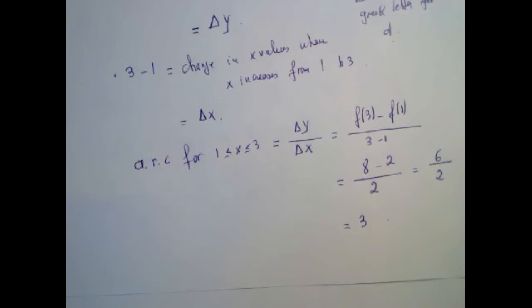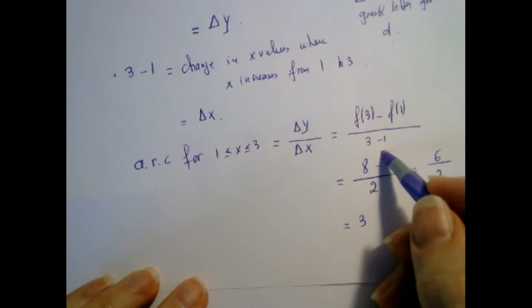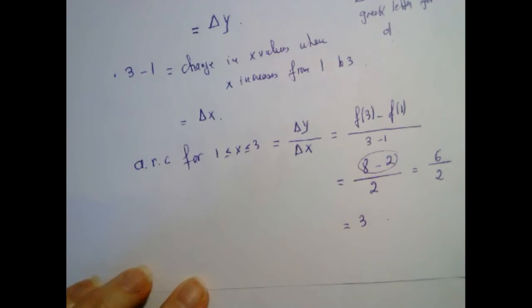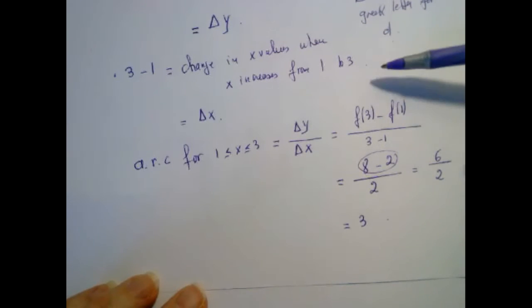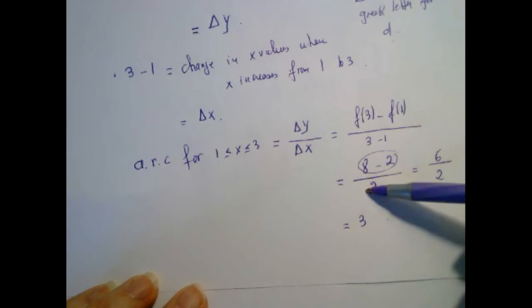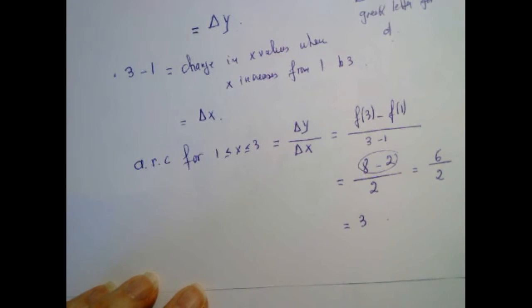So 3 would be the average rate of change, right? 3 will be, yes. It's how much your y changed. So we were at 2, we went all the way up to 8. So we changed the y by 6, divided by how much your input changed. It changed by 2. And that's the ratio between both changes.